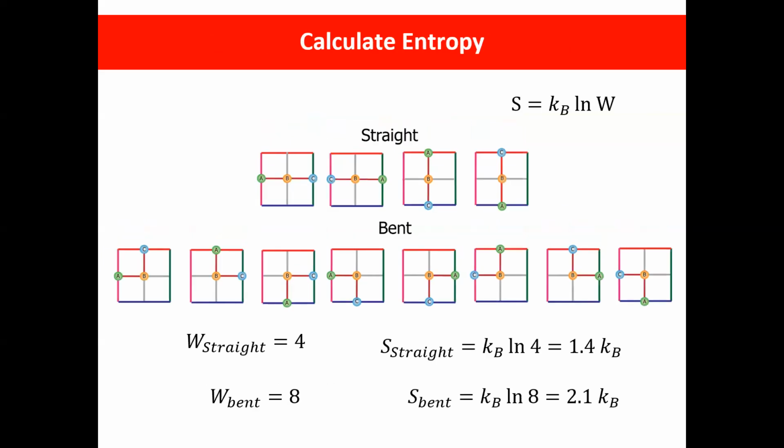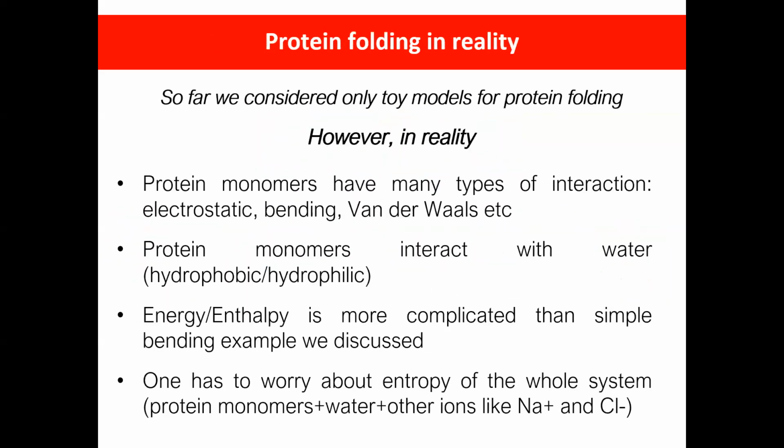So what we have done so far is only consider the toy model of protein folding. However, if you look at the problem of protein folding in reality, then a given protein monomer can have many different types of possible interactions, for example electrostatic, bending, van der Waals. These protein monomers can also interact with water, and their interaction can be different depending on the amino acid. It can be a hydrophobic interaction or a hydrophilic interaction.